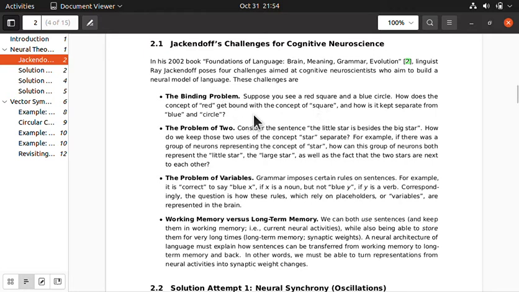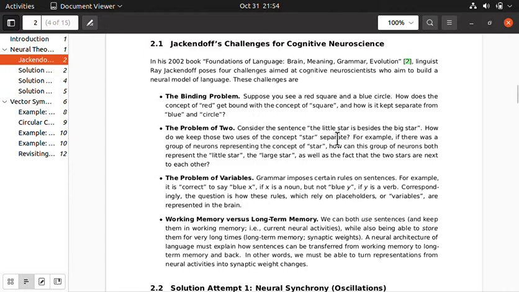So one of them, the binding problem, which is, all right, suppose you see a red square and a blue circle. Somehow in the brain, you need to now associate the concept of red with squareness, and the concept of blue with the concept of circle, and you've got to keep those two things separate somehow. Okay. So that's one interesting problem. How are we going to do that?